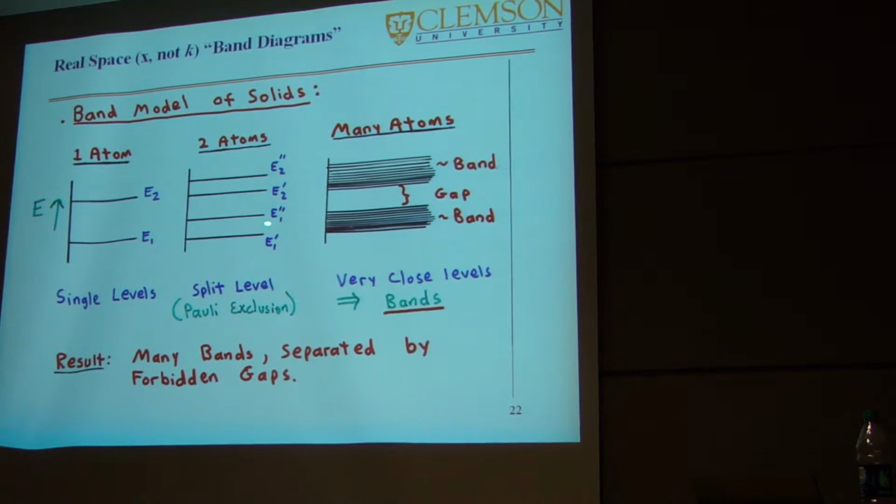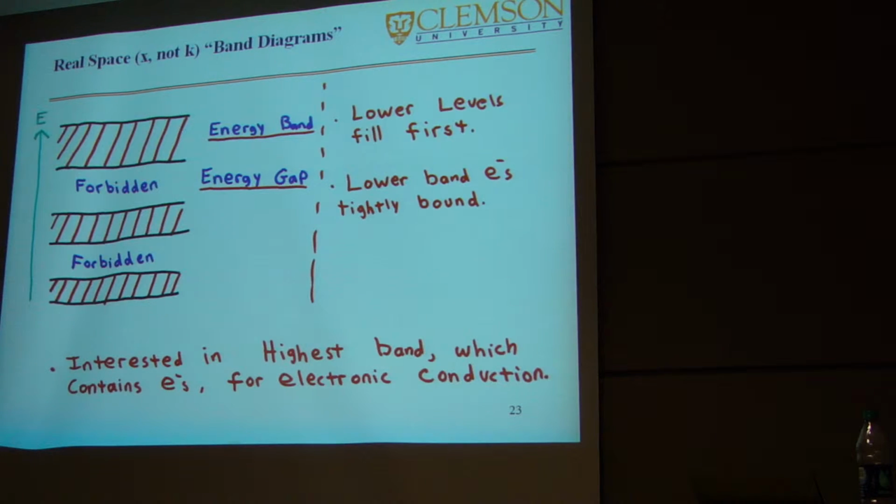Now you bring two atoms together and you get the splitting due to the Pauli exclusion principle. You bring many atoms together and the splits are so close, again, you get bands of energy separated by gaps because they're very, very close together. Similar thing that I just showed you with those funny funnel diagrams, but now this is in real space. So the result is many bands separated by these so-called forbidden gaps. So another way to look at that is if you have a solid material, you have a band of allowed energies, a forbidden band, a band of allowed energies, forbidden band, on and on and on. In principle, they're limitless.